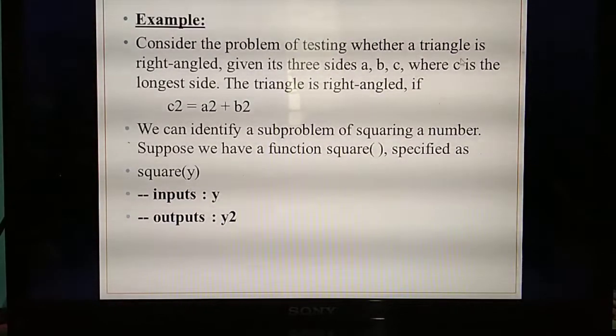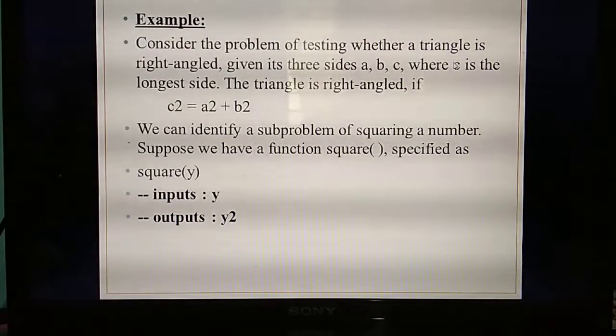Okay. So here they have given one example. The problem is that you are going to test whether the given triangle is a right angle triangle. So how many variables do you need? Three sides. A right angle triangle means three sides, isn't it? Three sides.